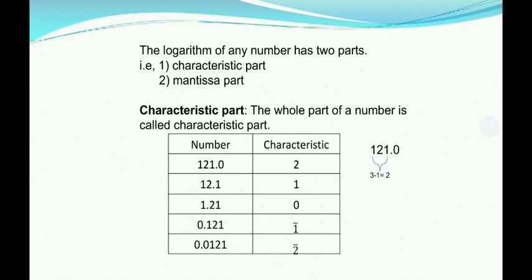Coming to the last example, that is 0.0121. Here in this number before the decimal point there is 1 digit, that is 0. But if we see the number, you have 2 zeros in the beginning. So we do 0 minus 2, that is equal to minus 2. Therefore, the characteristic of this number is minus 2, or you can also write it as 2 bar.